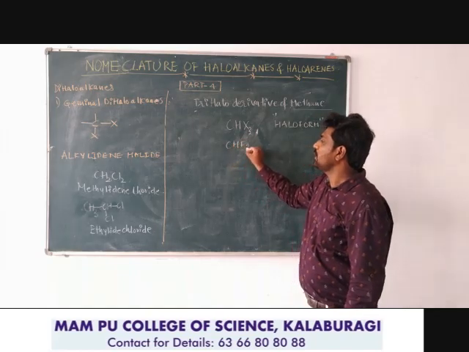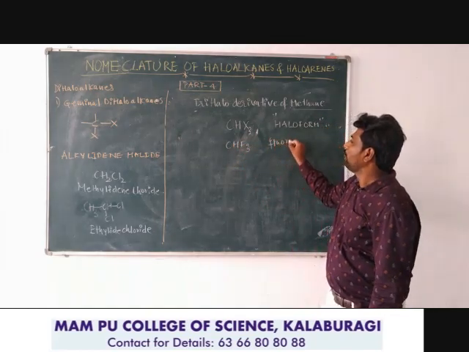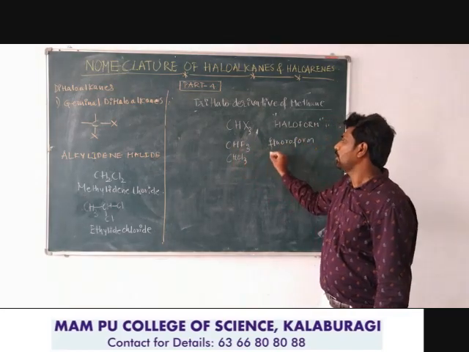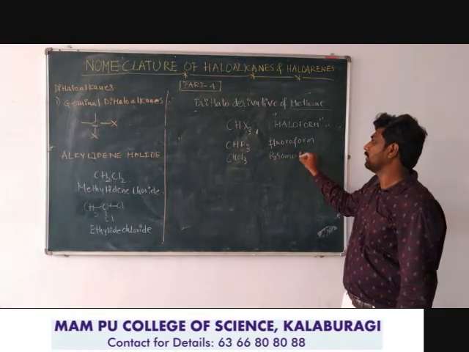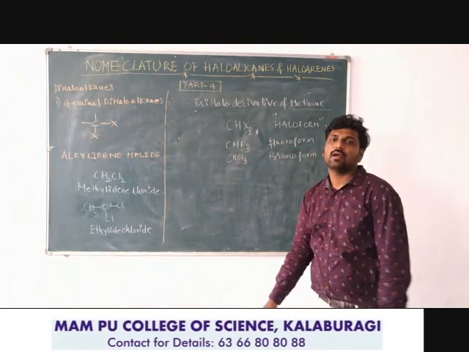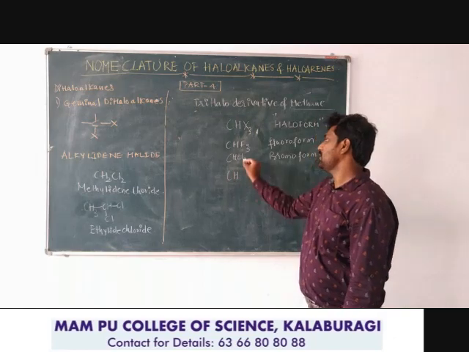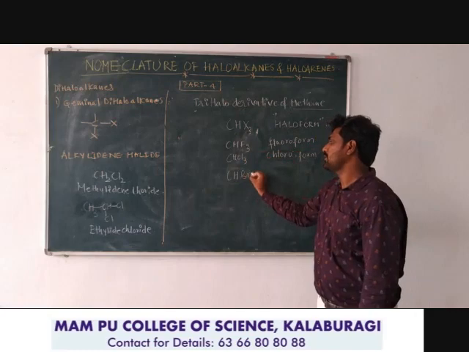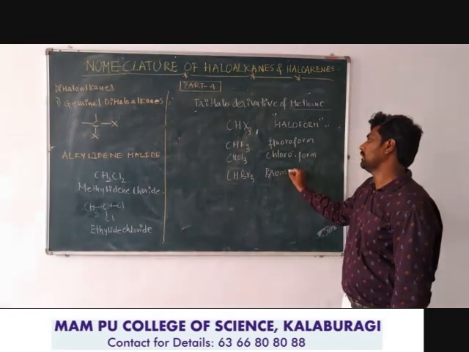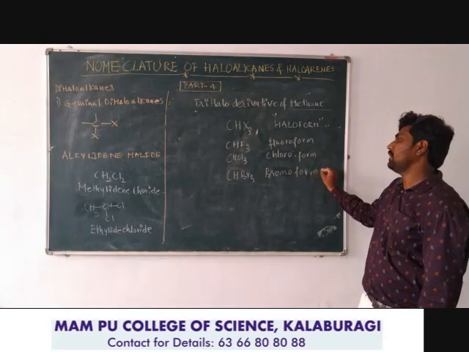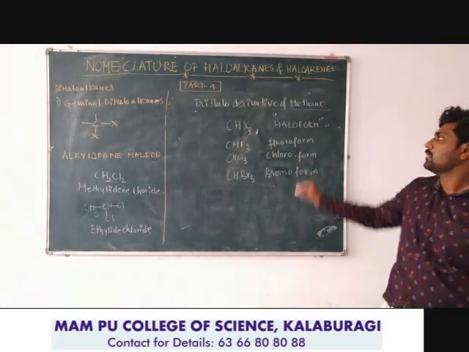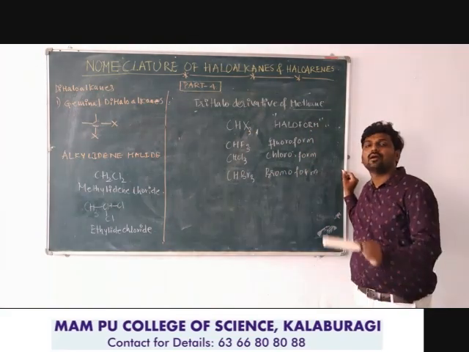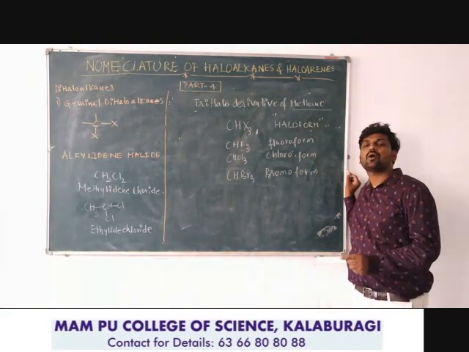Suppose CHF3, we need to write it as fluoroform. CHCl3, chloroform. CHBr3, bromoform. Similarly, CHI3, iodoform. Hence, this haloform is the common system name for the trihalo derivative of methane.